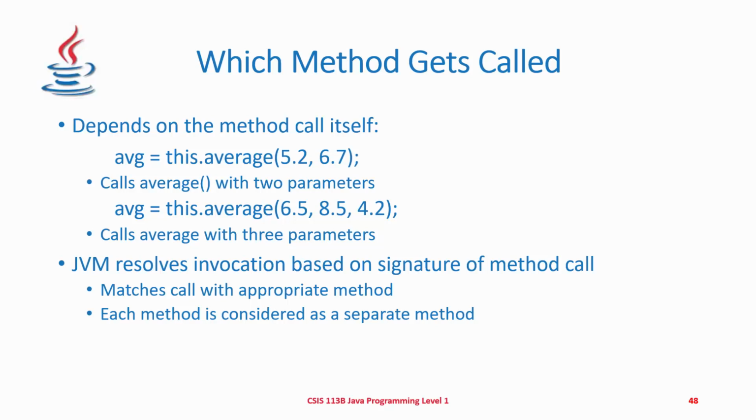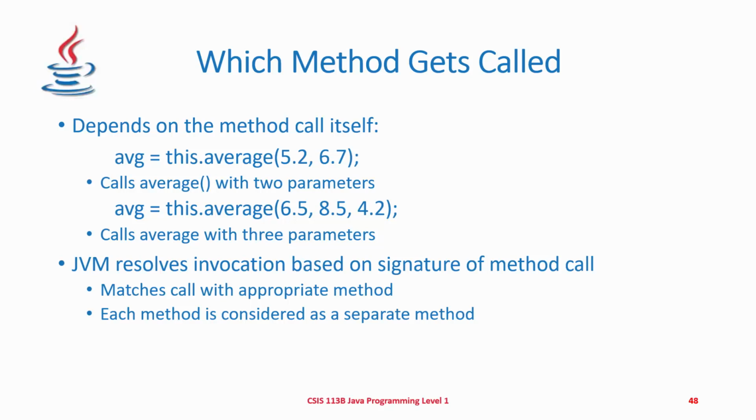Now there is an issue that you might already be thinking about, which is which method is going to get called. It just simply depends on the method call itself. So if we pass 2 values into the average method, then the first method would be used, the one that expects it's going to get 2 parameters. If you pass 3 values in on the call, then obviously the one with 3 parameters is going to get used. So it's the Java virtual machine that will resolve that for you based on the signature of the method call. It just matches the call with the appropriate method.